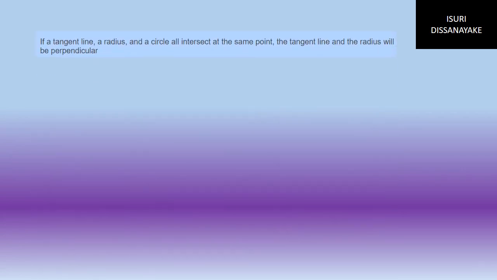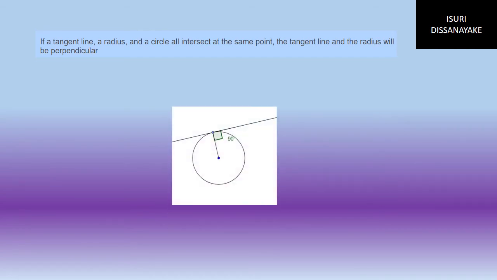If a tangent line, a radius and a circle all intersect at the same point, the tangent line and the radius will be perpendicular. Perpendicular means 90 degrees. So the same thing is explained again. You can see the radius. This is the radius. This is the tangent. Tangent and the radius together have created 90 degrees.